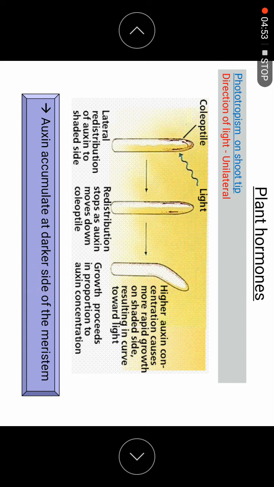The first function of auxin is to promote elongation. The second one is that different concentrations are needed at different parts. For example, the shoots need a higher concentration, while the roots need a lower concentration in order to have maximum growth. The third one is that auxin will accumulate at the darker side, meaning the part that is not shone on by the light.